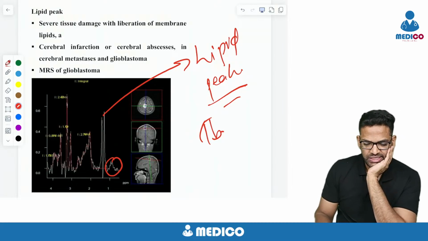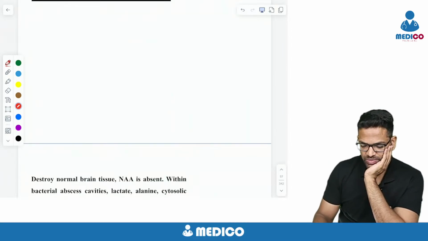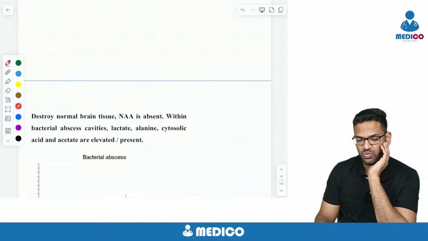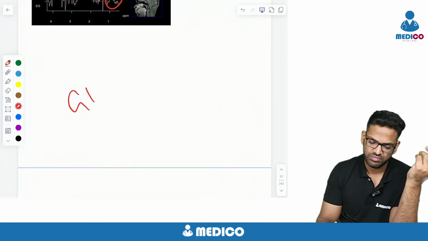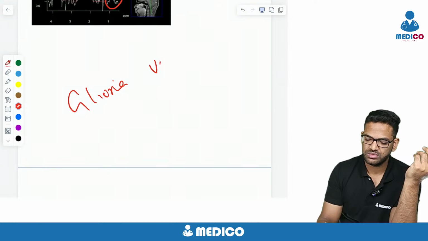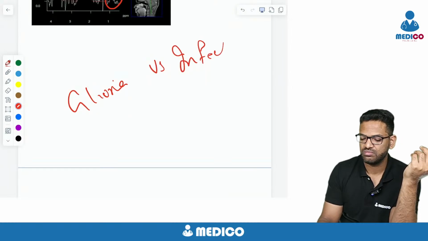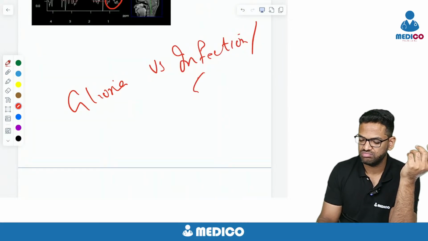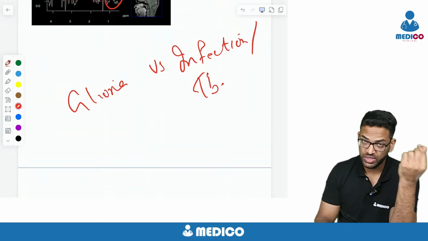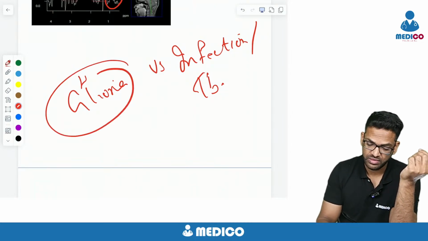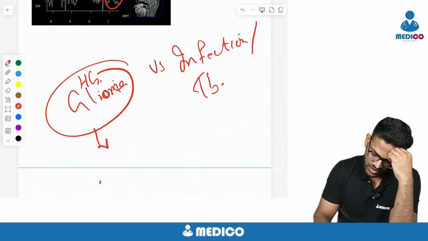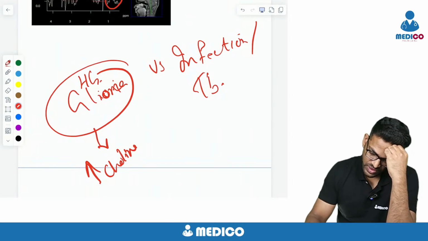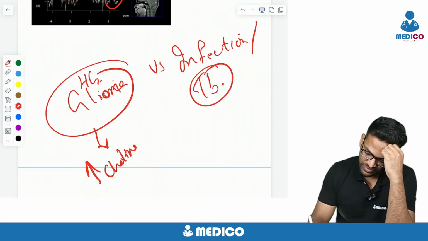Now understand that this MRS is usually used when you have glioma versus infection, or TB. So a high grade glioma will have high choline, and infections like TB will have a high lipid.